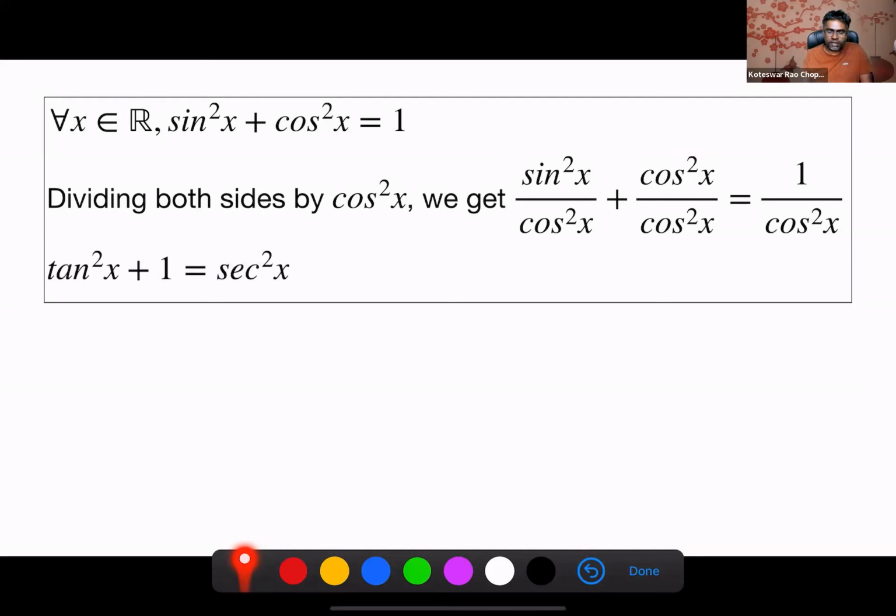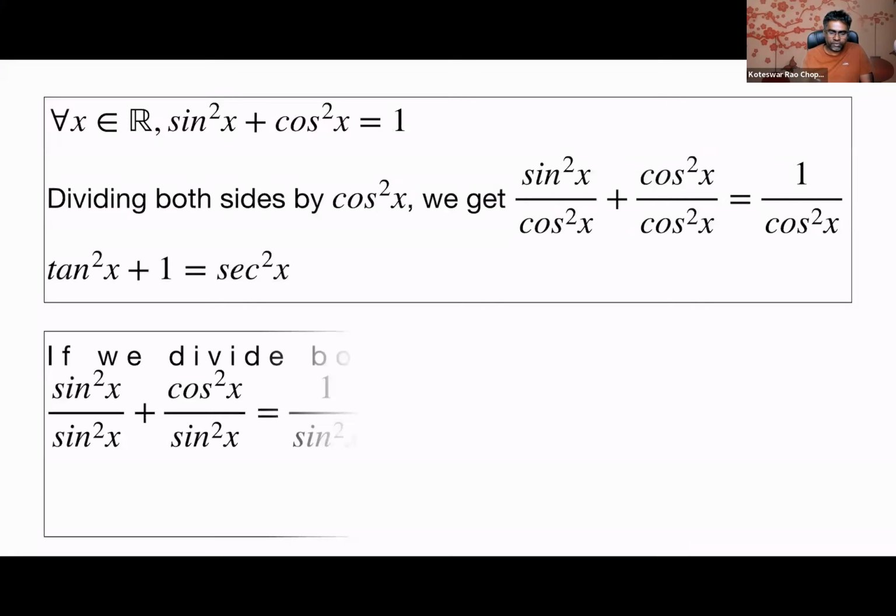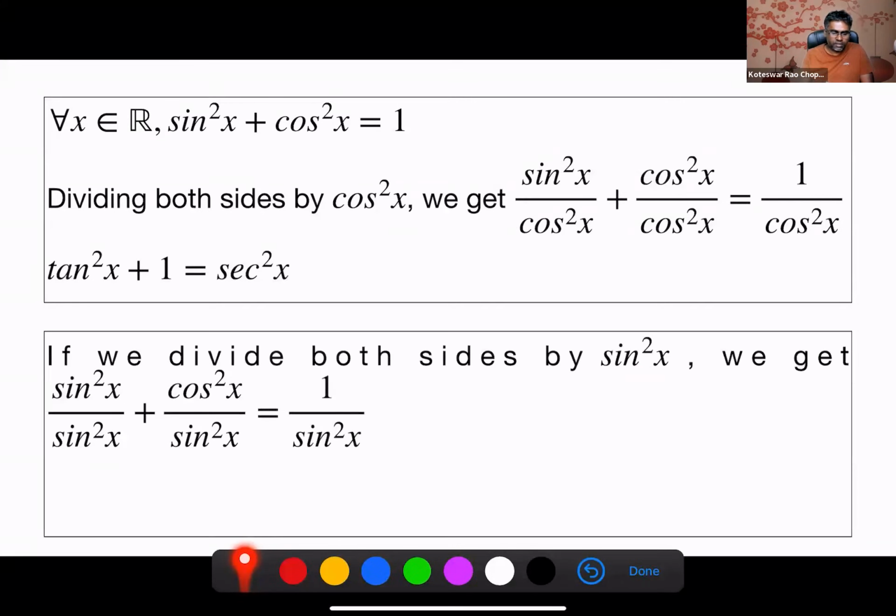And instead of dividing by cos square x, if you divide both sides by sine square x, you'll get sine square x by sine square x plus cos square x by sine square x, and the right hand side you have 1 over sine square x. So sine square x divided by sine square x is 1, and then you have cot square x. Guys, I'm not trying to frighten you, this is just that, don't worry. That is 1 plus cot square x is equal to cosecant square x.